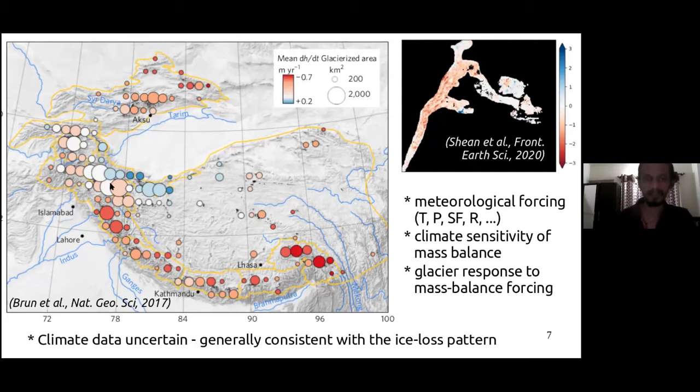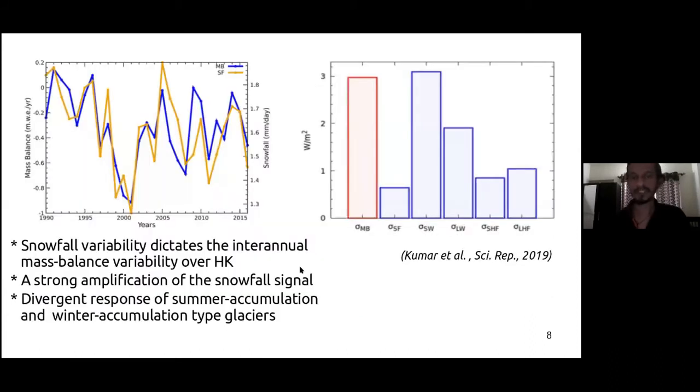So things are quite complicated, and we are not claiming that we have explained the blue colors, but at least this pattern of low sensitivity to warming can be understood in terms of summer and winter accumulation in these two regions, and the fact that snowfall is the critical variable as far as interannual variability of glacier mass balance is concerned.